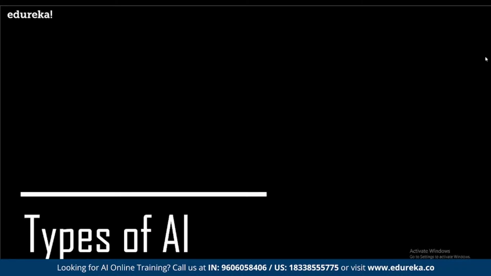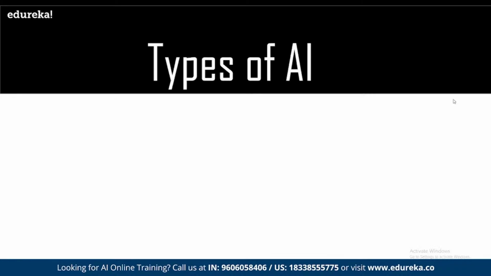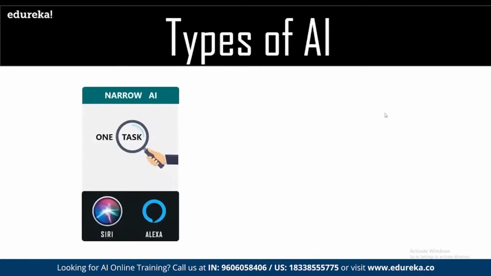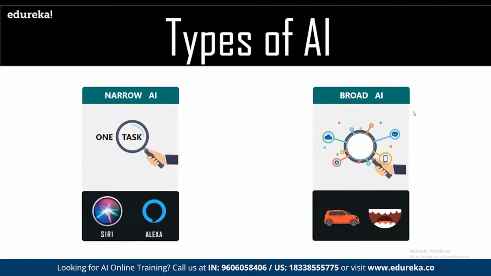Next, we have types of AI. If we talk about the types of AI, here we have multiple types. First, we have narrow AI, and then we have broad AI. Narrow AI is when we are focusing on a single task.